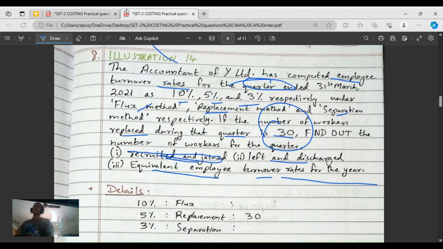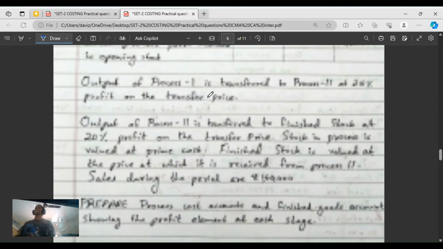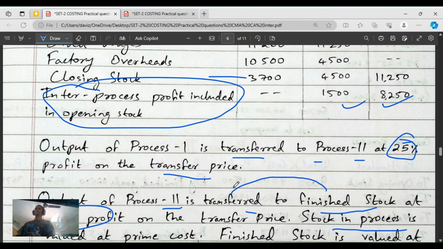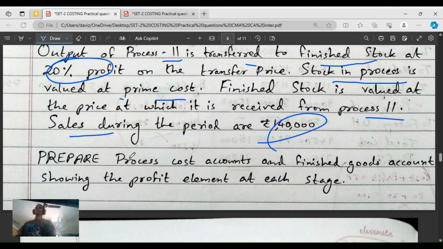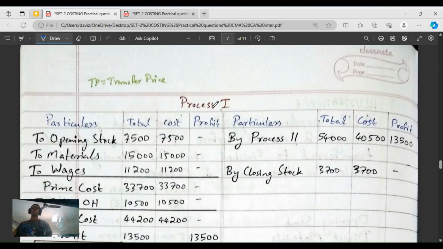Question: prepare process cost accounts and finished goods account, showing profit element in each stage. First is process 1 account. We have particulars, total, cost, profit. Here also particulars, total, cost, profit.